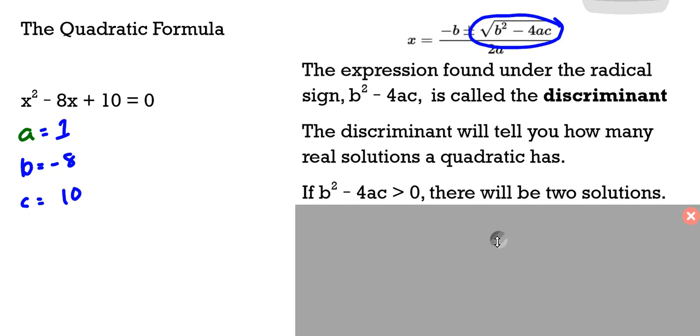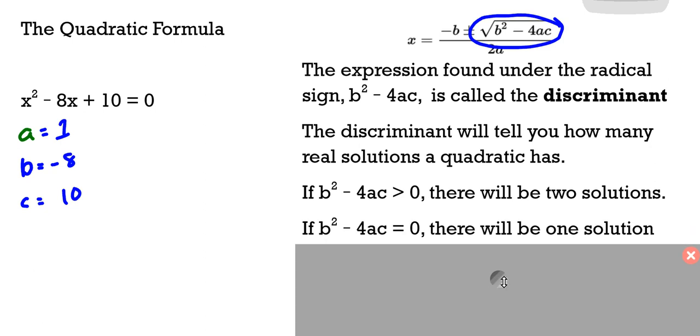When we plug in the values to b squared minus 4ac, if it's positive, if it's greater than 0, there will be two solutions. If it's positive, that means you can find the square root and you have something to add or subtract to the opposite of b in the numerator. When b squared minus 4ac is greater than 0, when it's positive, there'll be two solutions. When it's equal to 0, it's one solution.